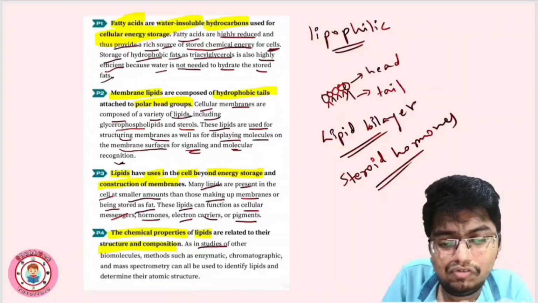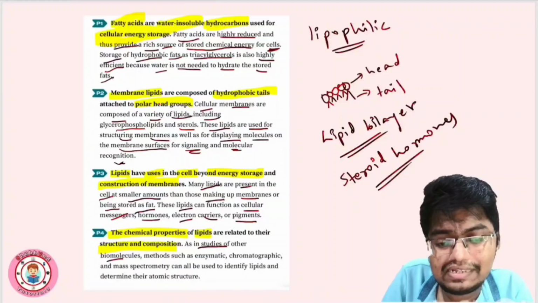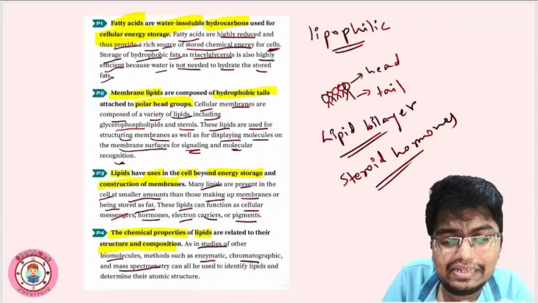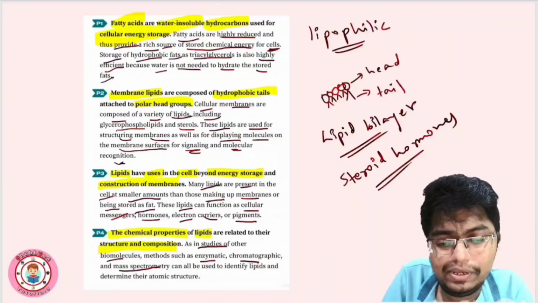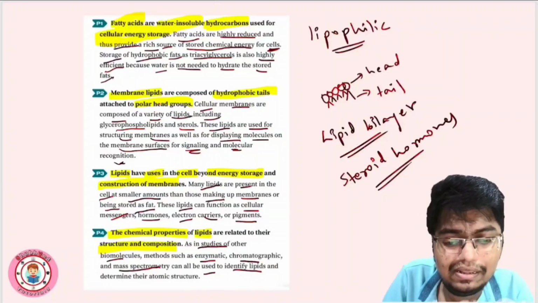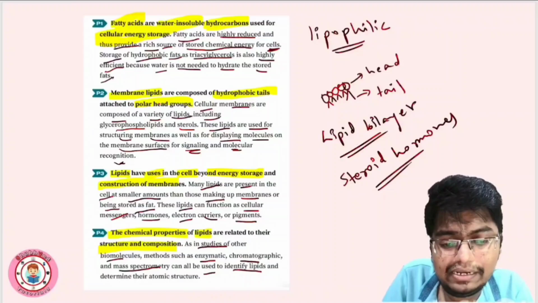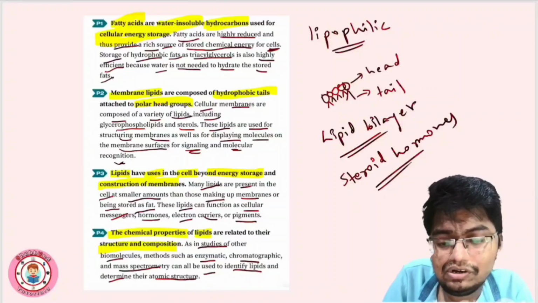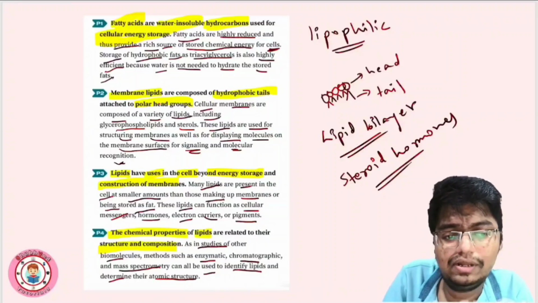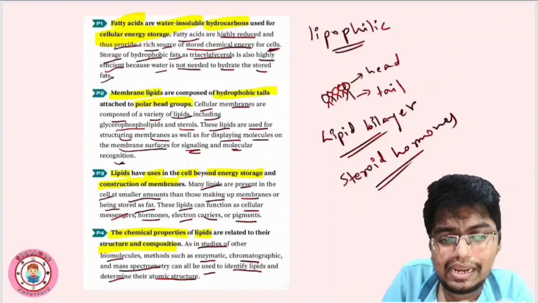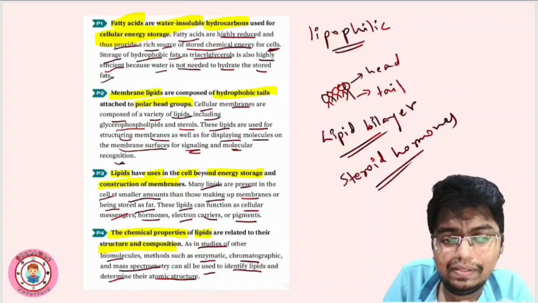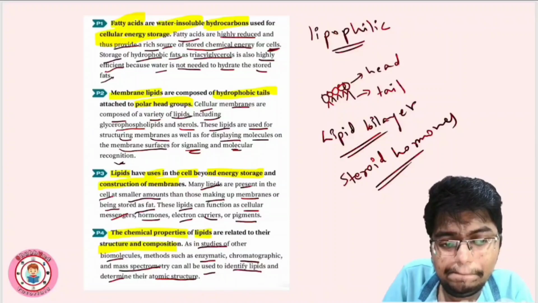The chemical properties of lipids are related to their structure and composition. As in studies of other biomolecules, methods such as enzymatic, chromatographic, and mass spectrometry, these are basically techniques that can also be used to identify lipids, okay, identify and determine their atomic structure. So techniques are important for determination, identification of biomolecules, all the biomolecules, whether it be carbohydrates, fats, proteins, right?